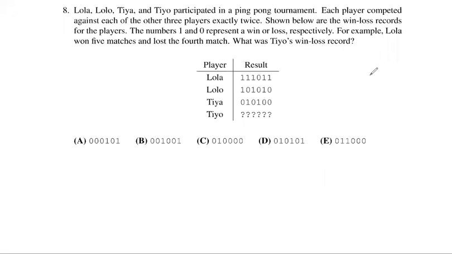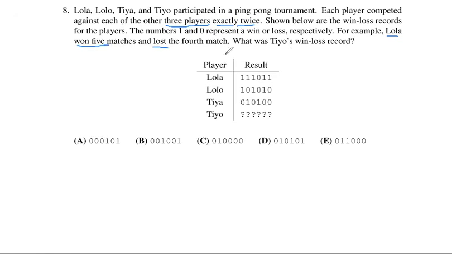So here's number 8. We have 4 people who participated in a ping pong tournament, and each player competed against each of the other 3 players exactly twice. Shown below are the wins and losses. 1 is winning, 0 is loss. For example, Lola won 5 matches and lost 1. Those ones represent the winning, and 0 is just losing.